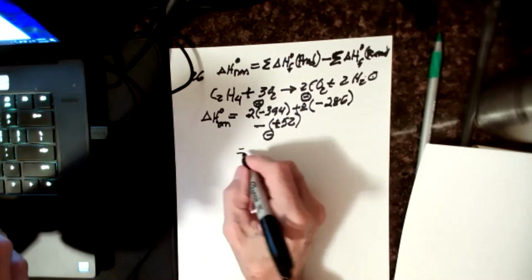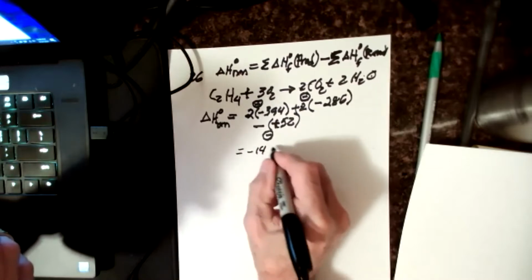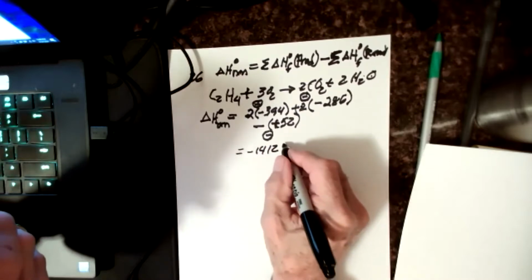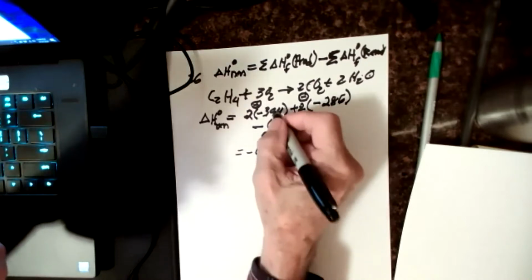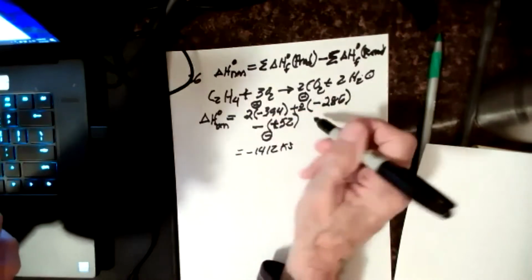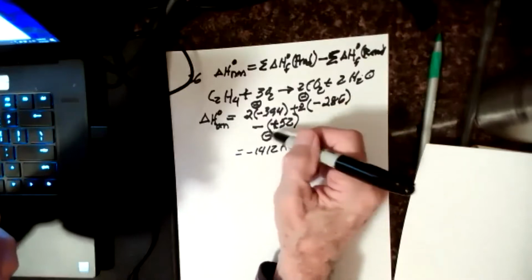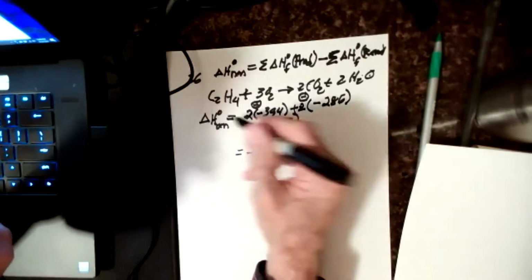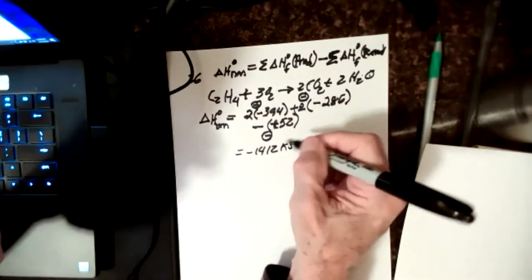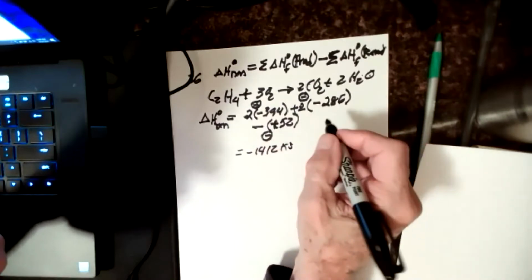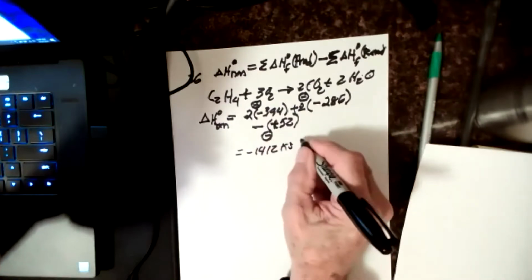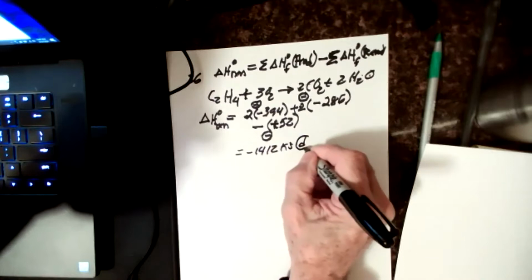What I've come out with is minus 1412 kilojoules. These were kilojoules per mole times 2 moles, kilojoules per mole times 1 mole. Mole units are gone. So there's my answer, and on the exam, that's answer D.